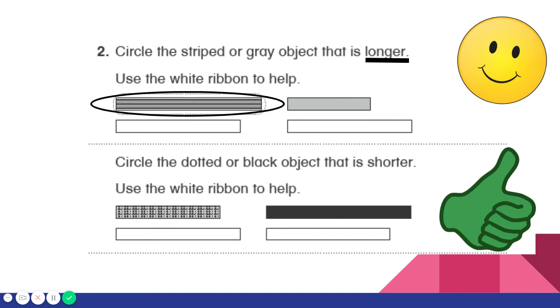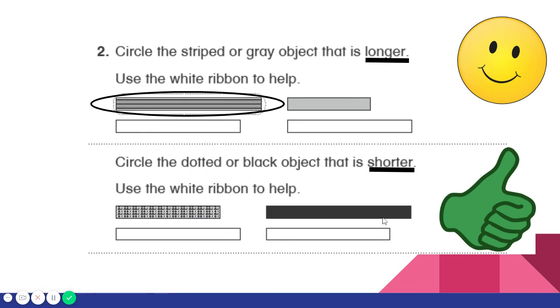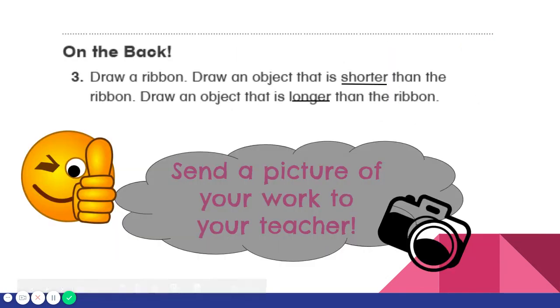Let's do the same thing at the bottom. We have to circle the dotted or black object that is shorter. Shorter is the one that has less length. And let's use the white ribbon to help. So it looks like the dotted ribbon stops before the white ribbon, but the black object goes longer than the white ribbon. I think that this one is shorter because it stops before the white ribbon. There we go. So as you can see, we've used the words longer and shorter to compare length.